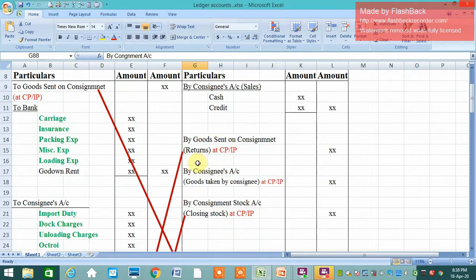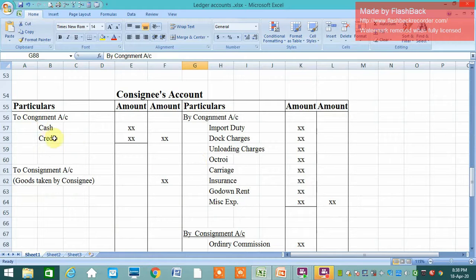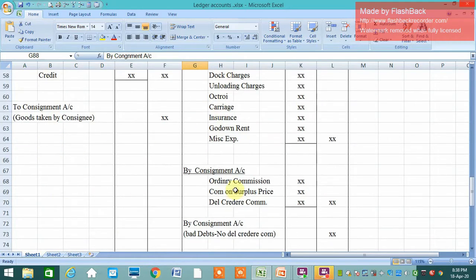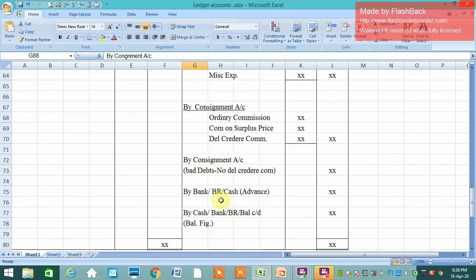These are the sales, and here, student, you can see that the second effect of sales is there. These are the expenses incurred by him. This is the goods taken over by the consignee. This is the commission that he is going to get, and these are the bad debts, the second effect of the bad debts. This is the advance given by the consignee to the consignor.